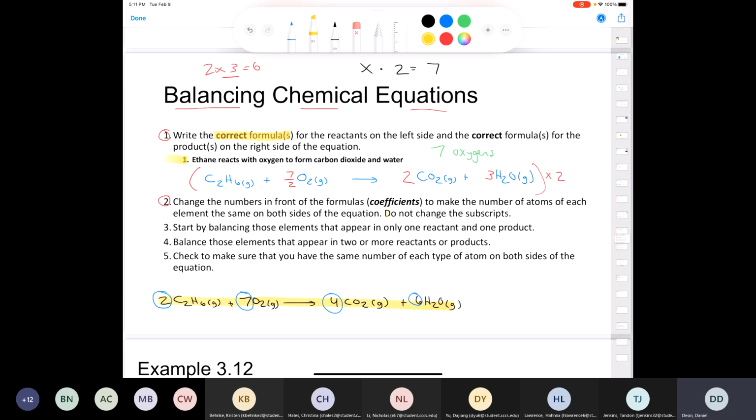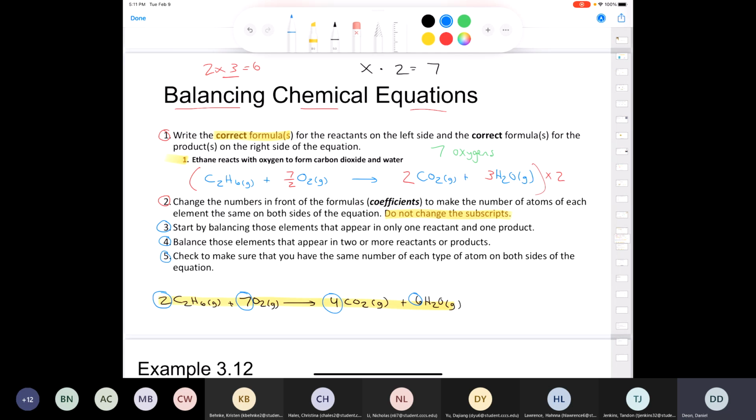We cannot change the subscripts. That's cheating, right? If I was to take H2O and I needed twice as many hydrogens and I put H4O in there, there's no such thing. It doesn't exist. So you can't change the subscripts. Next, you're going to start by balancing the elements that appear in only one reactant and one product. Balance the elements that appear in two or more reactants and products, and make sure you have the same number and type of atom on both sides of the equation. So you can always check your work.